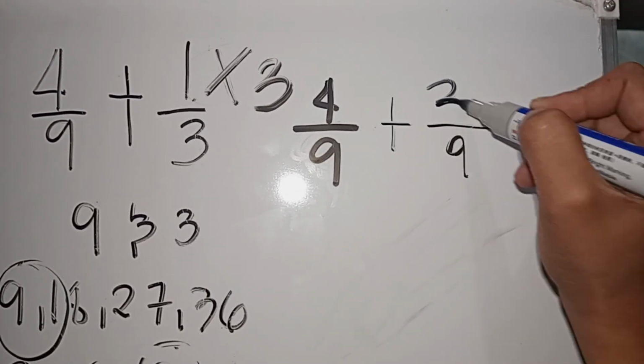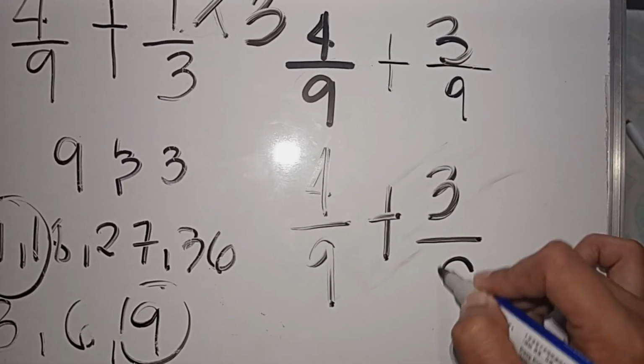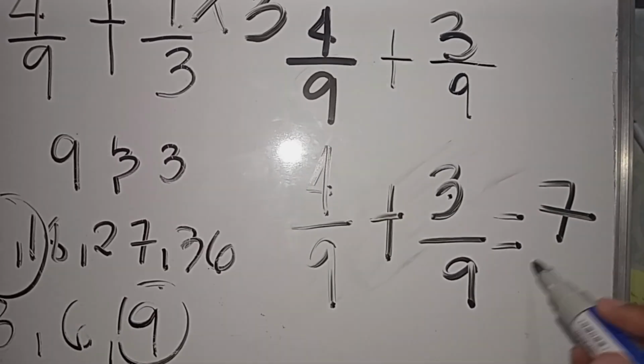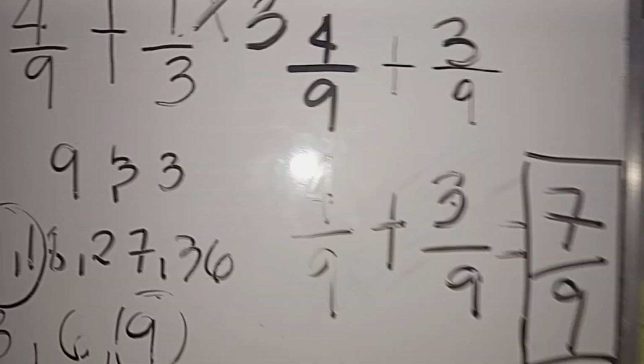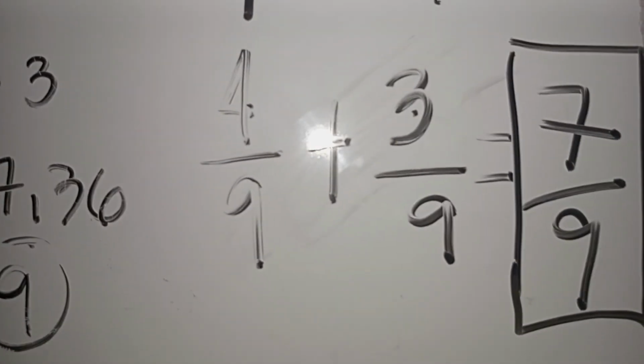Now, both fractions have a common denominator. So when we add fractions, we add the numerators, the top numbers, 4 plus 3 equals 7, and then we keep the denominator the same, so 9. 7 over 9 is our final answer.